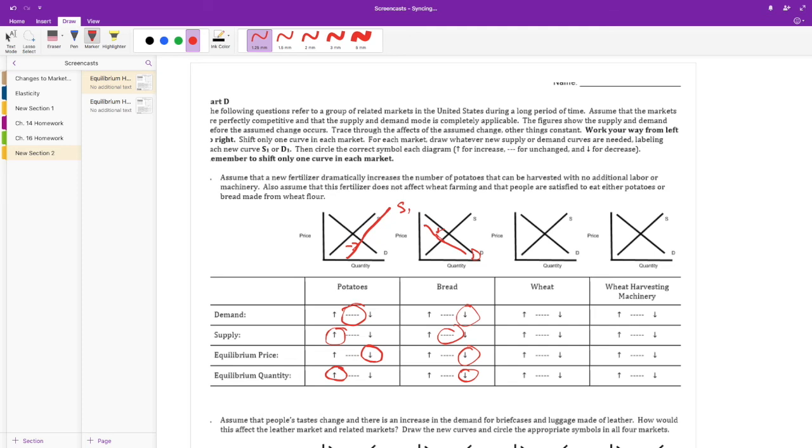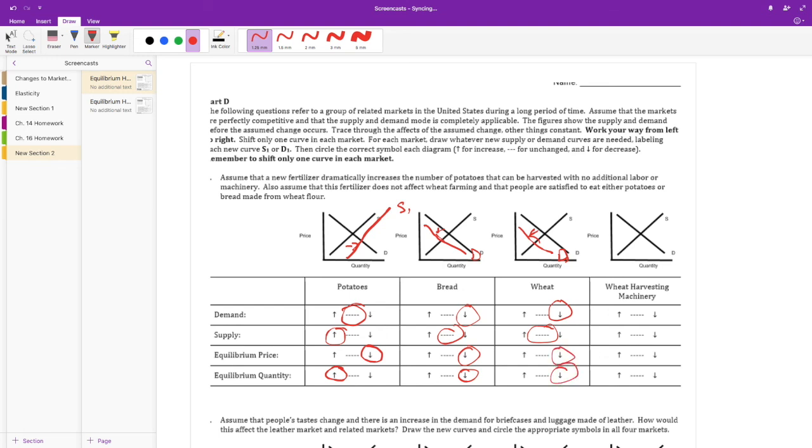Next, fewer people are eating bread. How is that going to impact the market for wheat? Now, these would be complementary goods, right? You have to buy wheat in order to make the bread. So, how does a change in the market for bread impact the market for wheat? Well, if fewer people are eating bread, I would expect the demand for wheat to decrease. Go from D to D1. Price goes down. Supply remains unchanged.